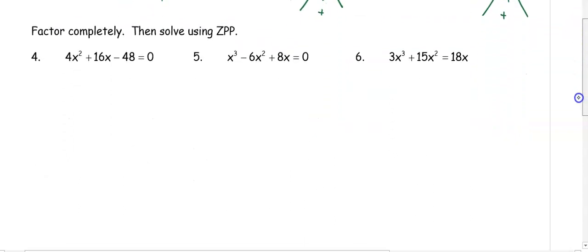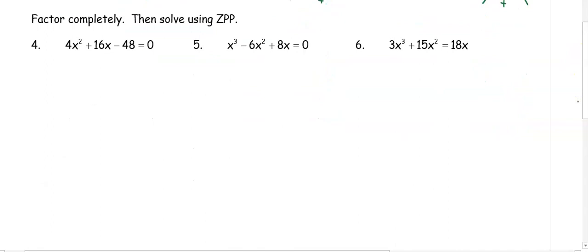In the next 3 problems, we're going to factor completely and then solve using zero product property. So there's 2 steps here. Just like what we were doing first, we're going to factor. We need to make sure our equation is set equal to 0, which it is in the first one. So to get this to become an x squared, we would need to divide everything by 4. So we're going to put a 4 out front for our GCF. We're left with x squared plus 4x minus 12 is equal to 0.